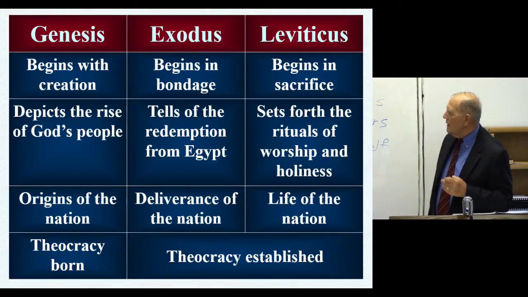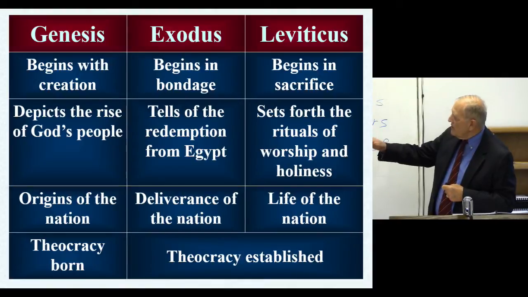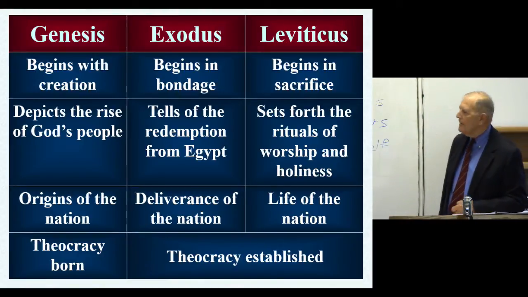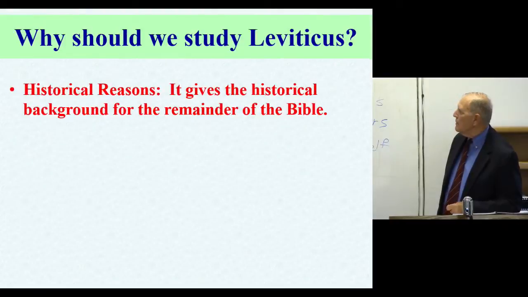Genesis, the origins of the nation, we find in Genesis. In Exodus, we have the deliverance of the nation. And in Leviticus, the life of the nation. And then Genesis is theocracy born. Exodus and Leviticus is theocracy established. And that's why these 3 books are so important.